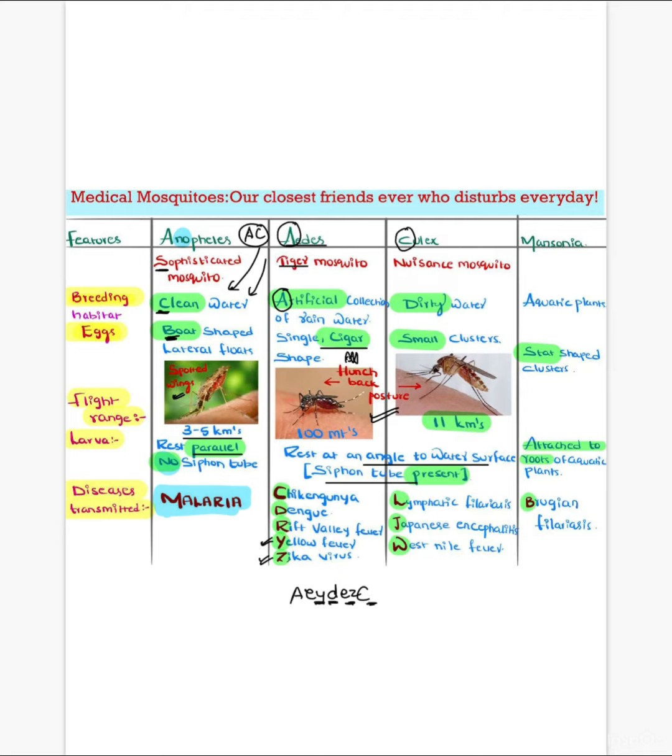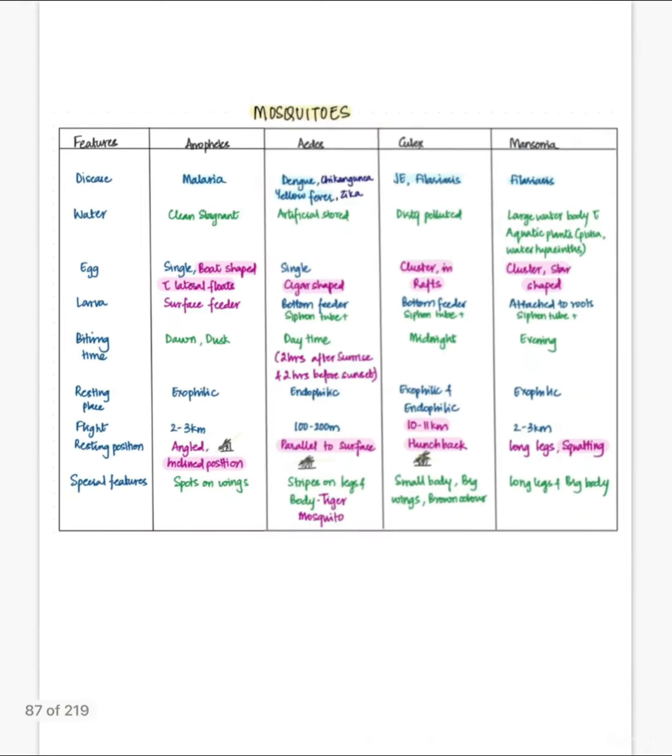Then coming on to the Culex. Remember CD. D is for dirty water, it breeds in dirty water. X are small clusters. It can only fly up to 100 meters. Culex can go up to 11 kilometers. And this transmits your lymphatic filariasis, Japanese encephalitis, and West Nile fever, which is not so important. So this is about your mosquitoes. We will reinforce what we have read, guys.